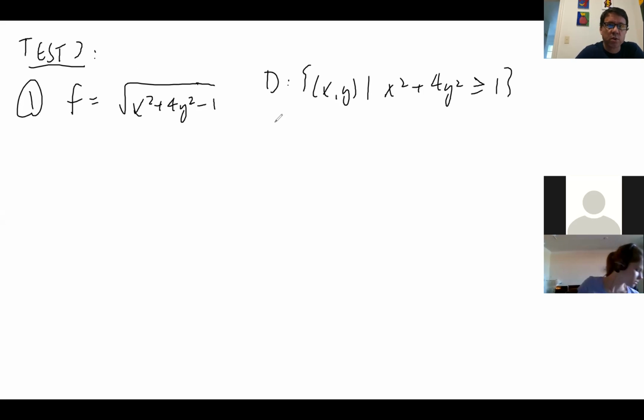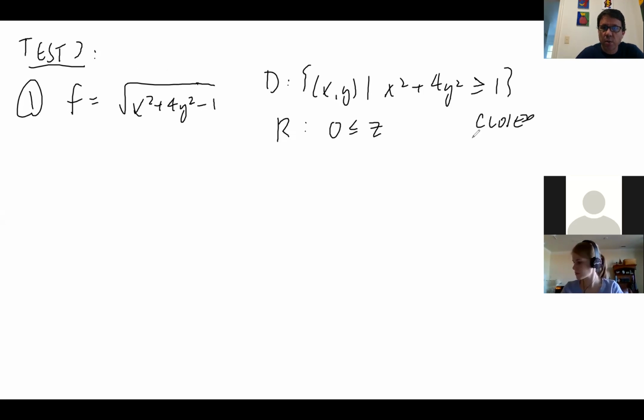For the range, you know for sure that these have to be z values that are bigger than 0. But can I get anything I want? And the answer is, well, look, x squared and 4y squared can get really, really big. And therefore, the range is just any positive numbers. The domain is closed because it does include the boundary.